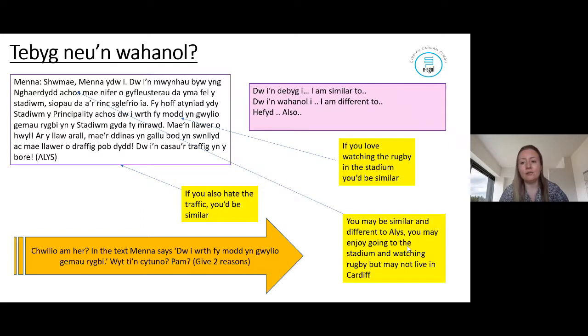Okay? So what I'd like you to do now, I'd like you to write something you're similar to and pop it in the chat using dwi'n debyg i. And I'd like you to write something dwi'n wahanol i and pop that in the chat as well. And then we're going to discuss our answers and see how we can improve them even further. If you've done that already and you're looking for a bit of a challenge, then try and say as well, not only are you similar to her, but do you agree or ti'n cytuno? And then give 2 extended reasons as well. So the similar and different questions are very similar to the agreeing and disagreeing questions.